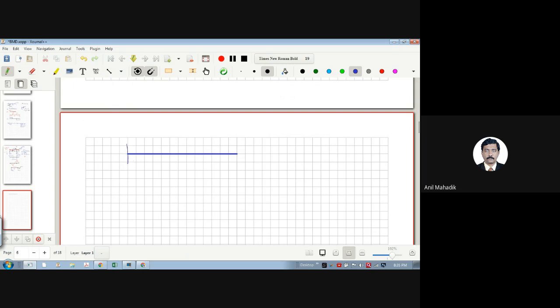So let's say we have a cantilever, and there is a point load, let's say W here. So what will be the reaction? W, and the moment M will be W into L, where L is the span of this.